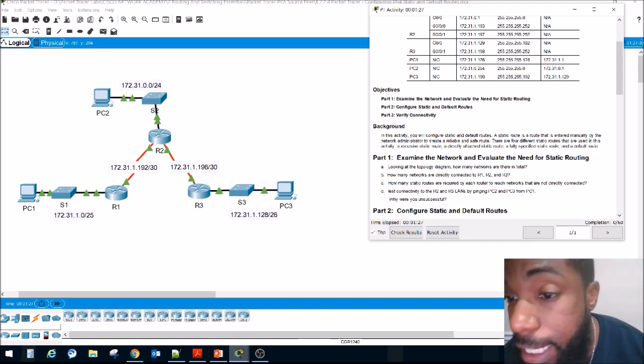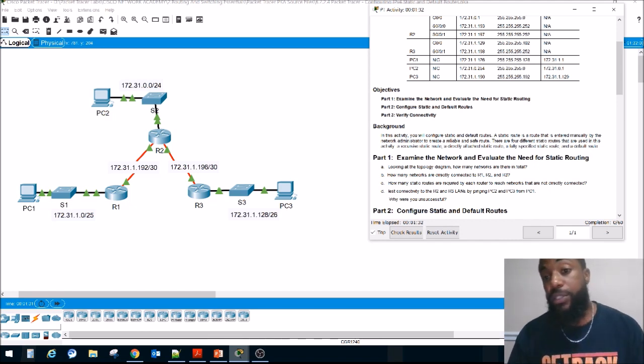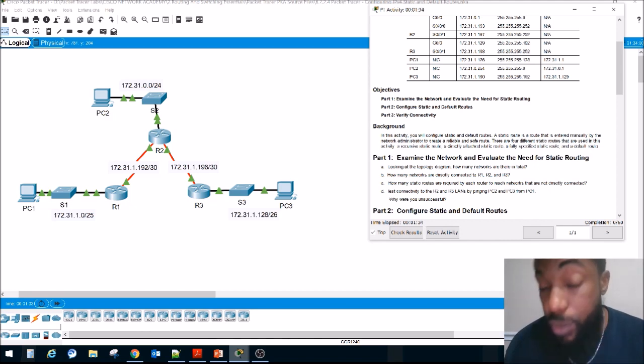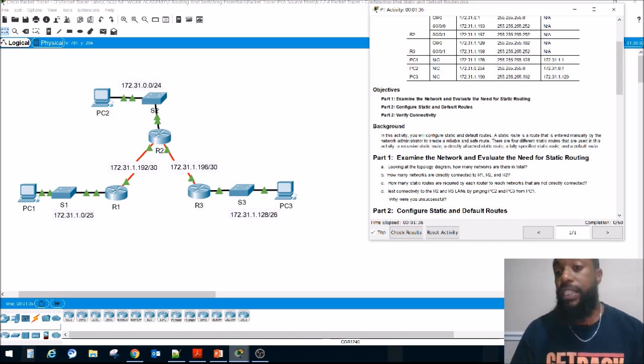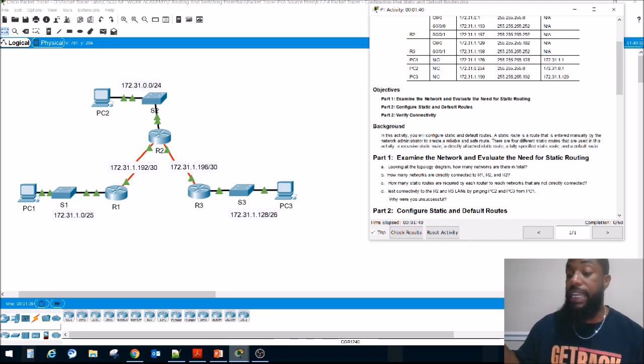There are 4 different static routes that are used in this activity: recursive static, directly attached, fully specified, which we talked about in the last video, and a default route. Default route is basically how to get out of the neighborhood.